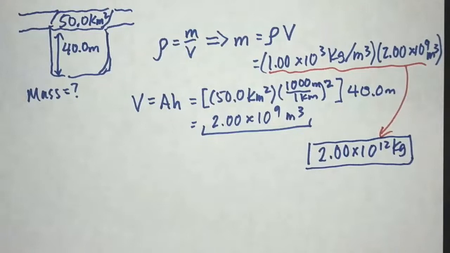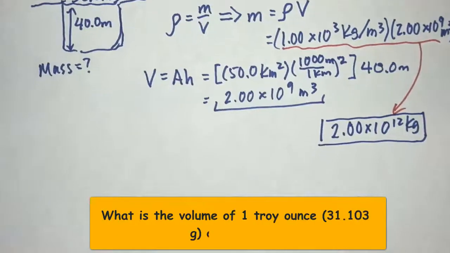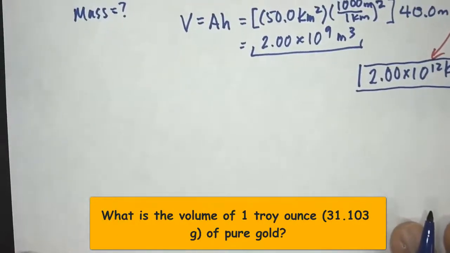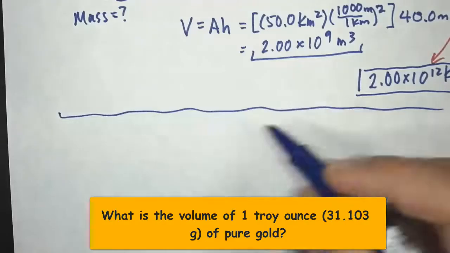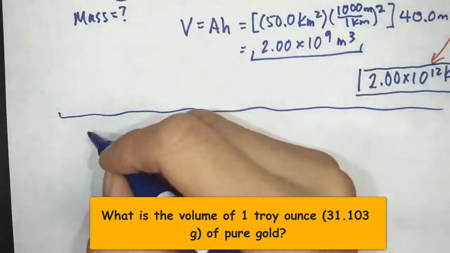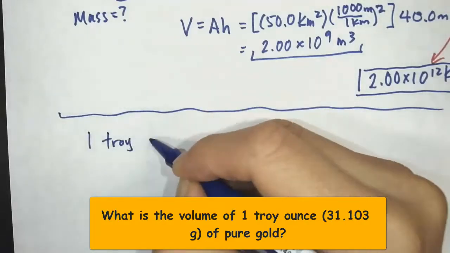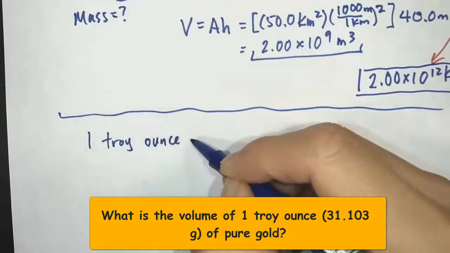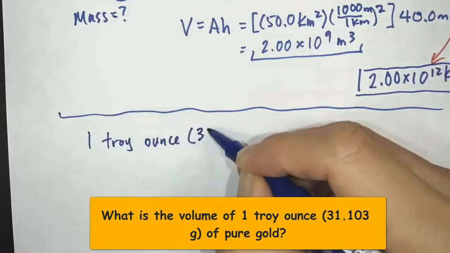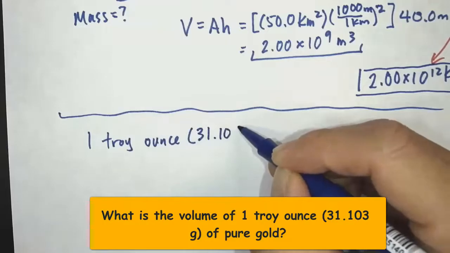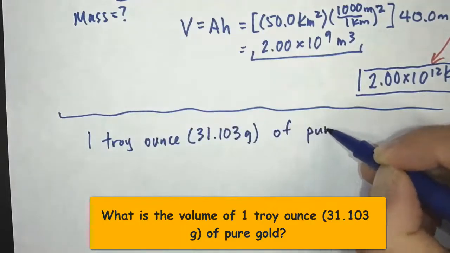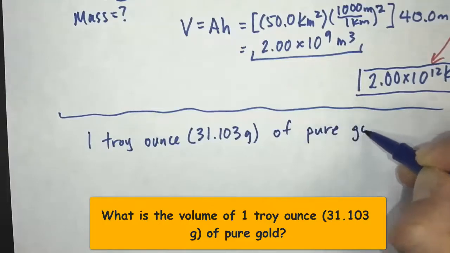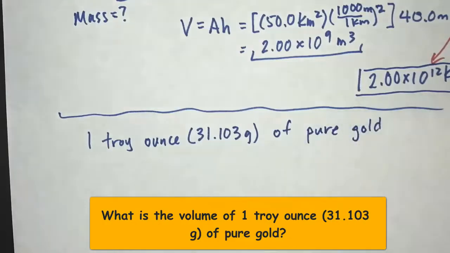Now let's take a look at another question. Our next question we're going to look at is, what is the volume of 1 troy ounce of pure gold? Okay, so now we're looking for the volume of 1 troy ounce, and a troy ounce is 31.103 grams of pure gold. And we're looking for the volume.